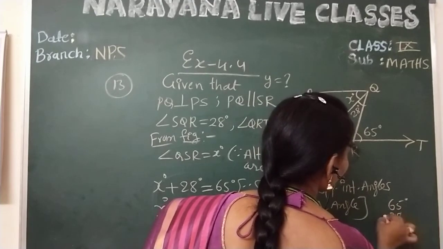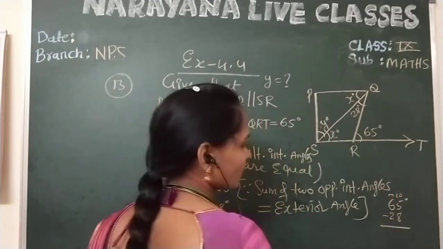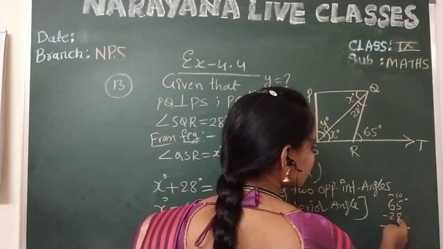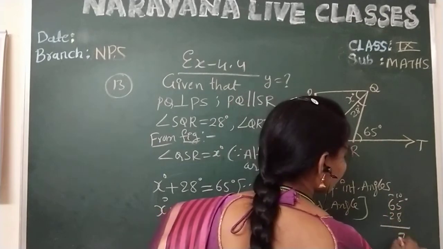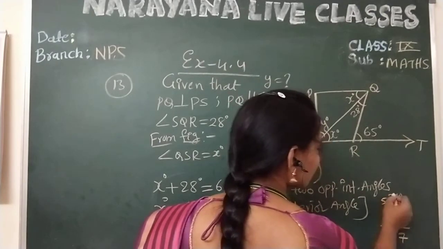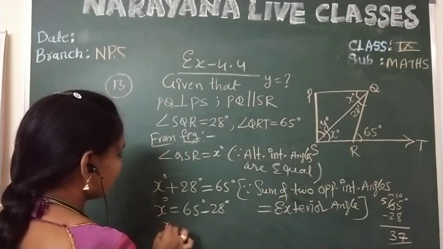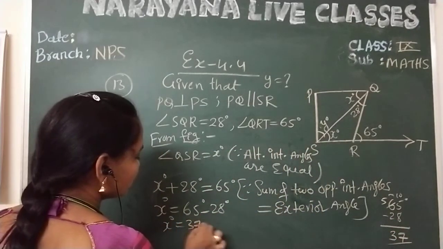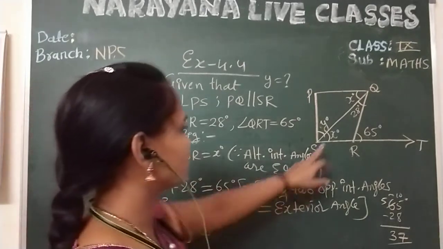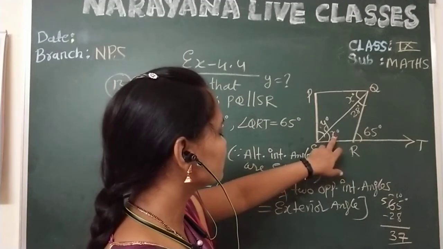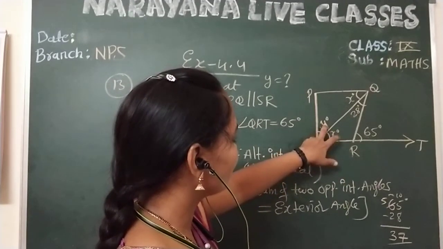65 minus 28. We cannot subtract 8 from 5, so I am taking a borrow. 15 minus 8 is 7. Here it becomes 5, and 5 minus 2 is 3. So 37 degrees. x degrees is equal to 37 degrees. After getting the x value, now by using this value, you can find the y value.